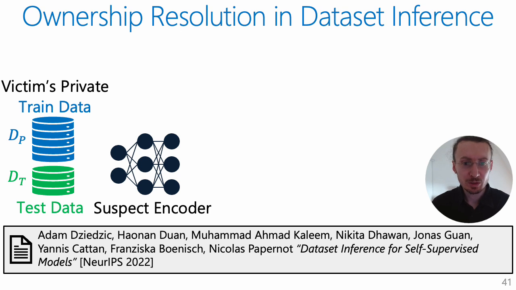For the resolution of the ownership of a given encoder, we assume that we, as a defender, have access to our training and test data, as well as query access to a suspect encoder. Train and test data points come from the same distribution.